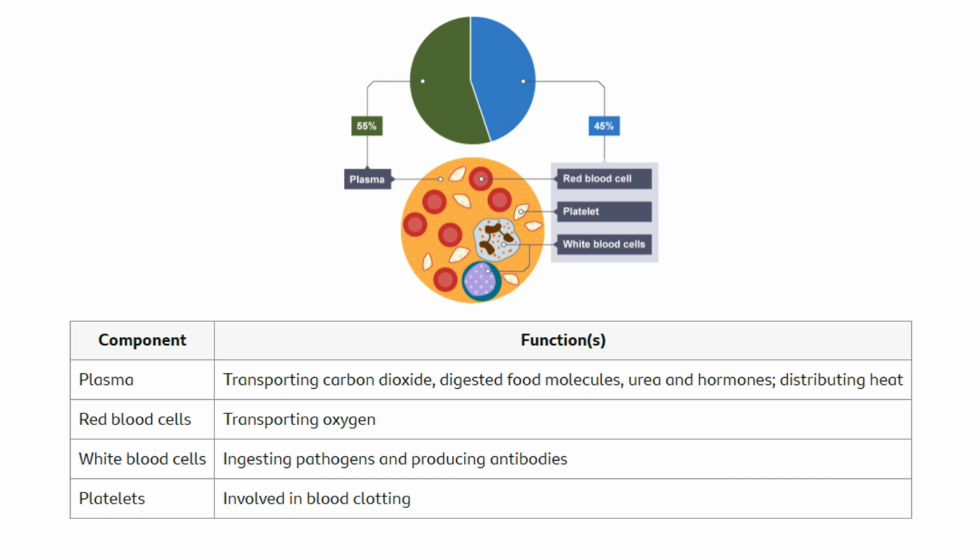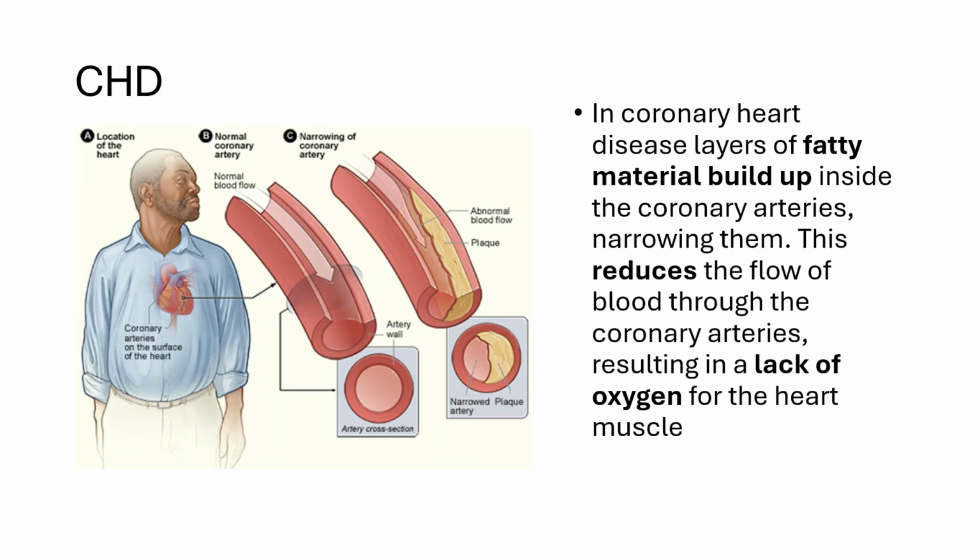Red blood cells transport oxygen, and they transport oxygen in hemoglobin. If you're doing higher tier, I would probably look up oxyhemoglobin and how oxygen goes into the blood, into the red blood cells and out again. White blood cells ingest pathogens, and they also produce antibodies. Platelets are involved in blood clotting.